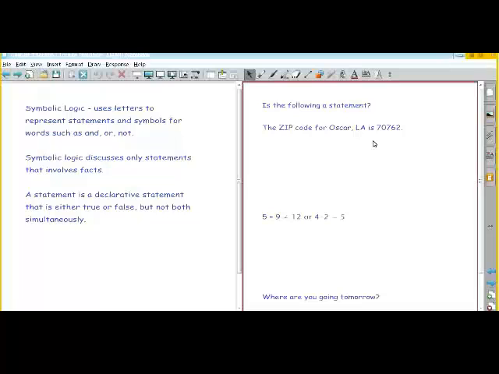So the first one is an example of a logic statement because it can be answered with a true or false response. So we would say, can it be answered true or false? That's the question we ask. And if you say yes, therefore it is a statement. It doesn't have to be true. It just has to be able to be answered true or false.